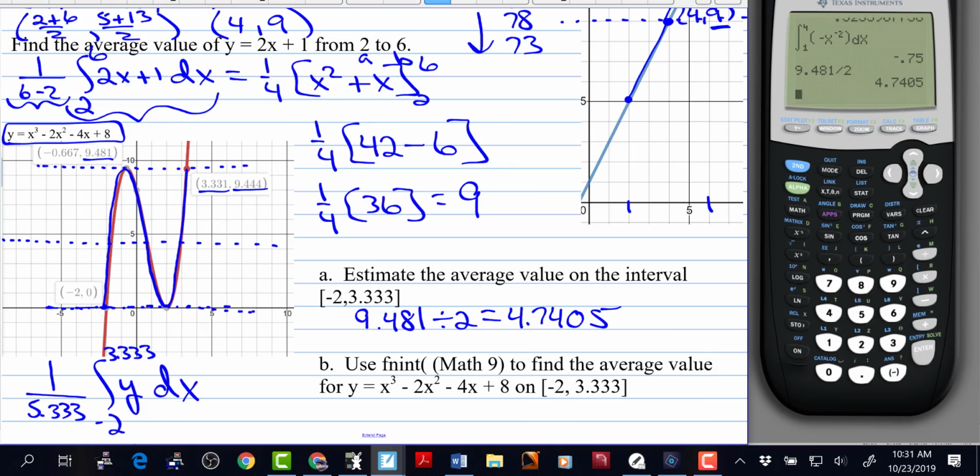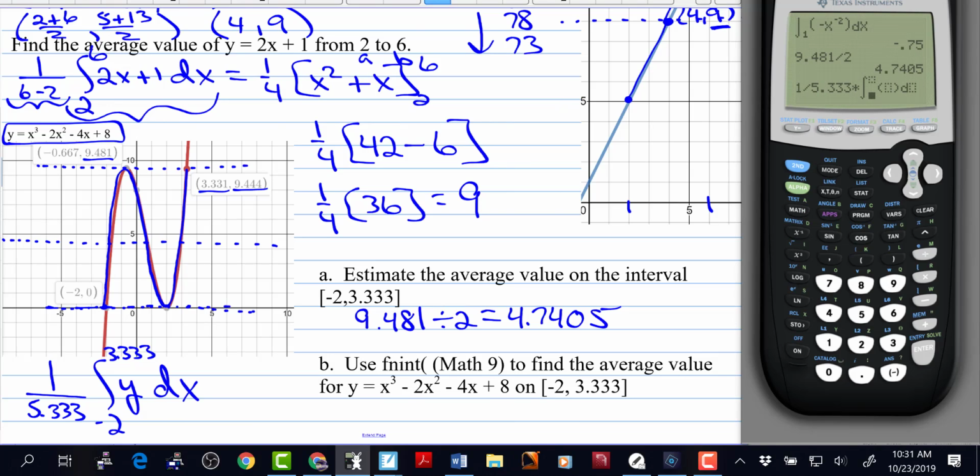All right, so here we go. 1 divided by 5.333 times math number 9 from, is it negative 2? Negative 2 to 3.333 roughly. Well, actually, we're doing exact now. And I want this function, x to the third minus 2x squared minus 4x plus 8.